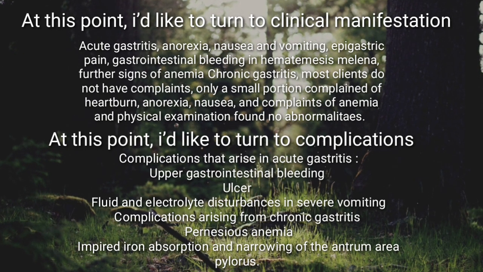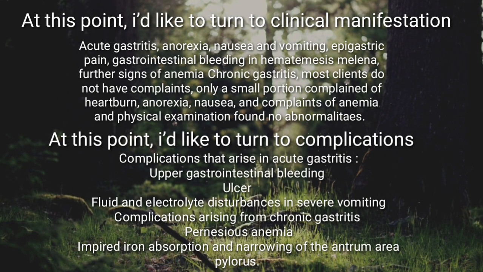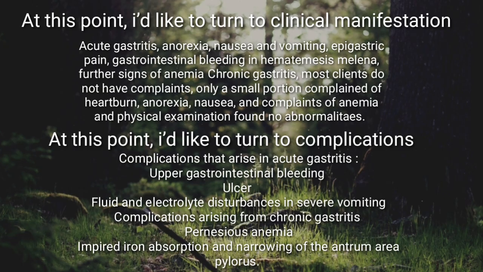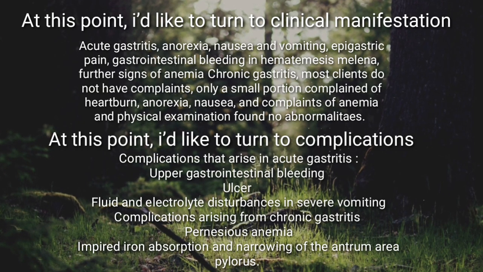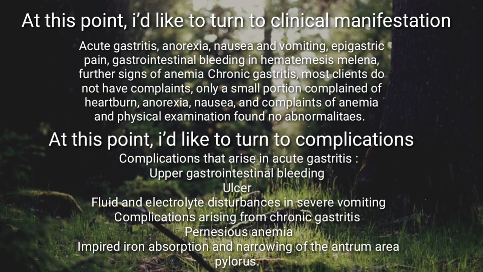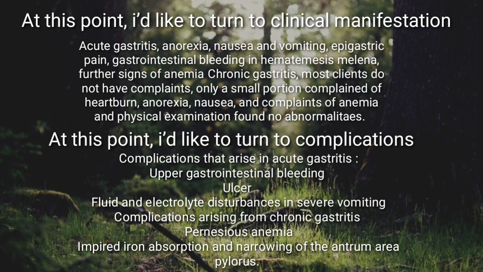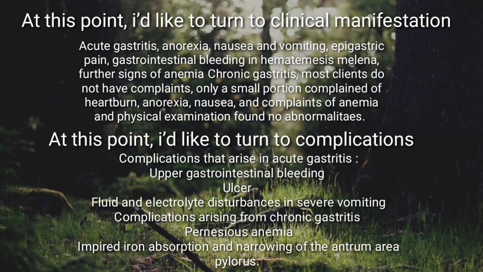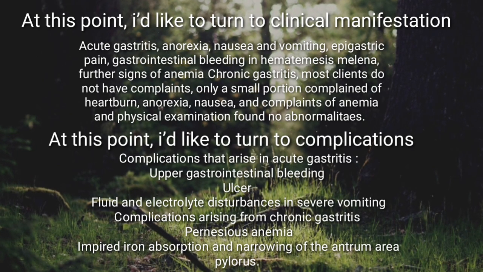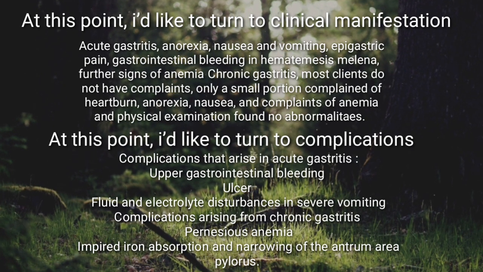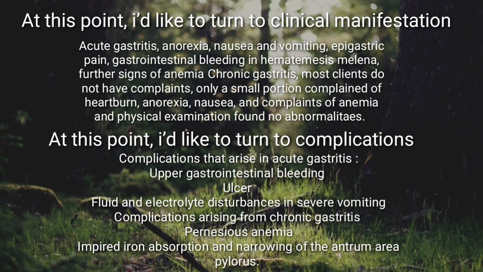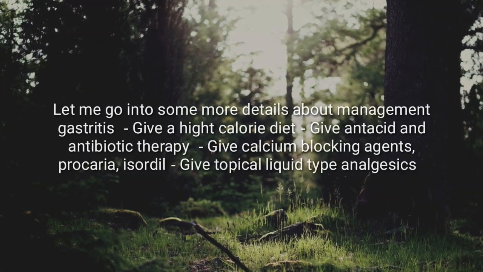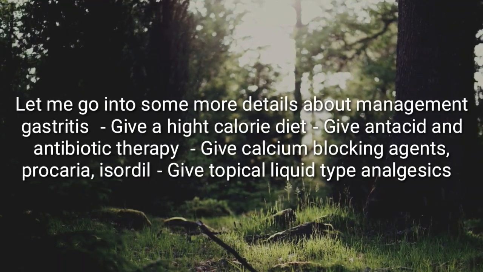Complications that arise in acute gastritis: upper gastrointestinal bleeding, ulcer, and fluid and electrolyte disturbance in severe vomiting. Number 2. Complications arising from chronic gastritis: pernicious anemia, impaired iron absorption, and narrowing of the antrum area of the pylorus. Let me go into some more detail about the management of gastritis.